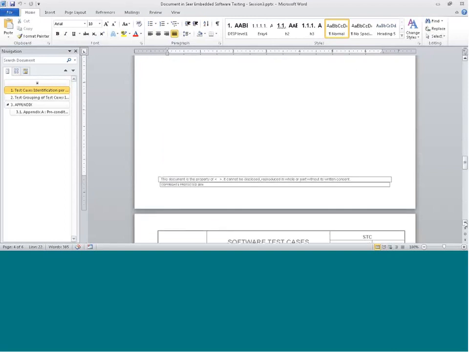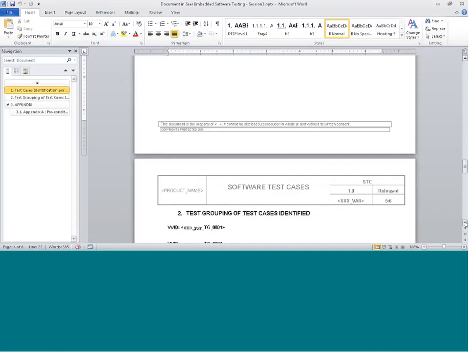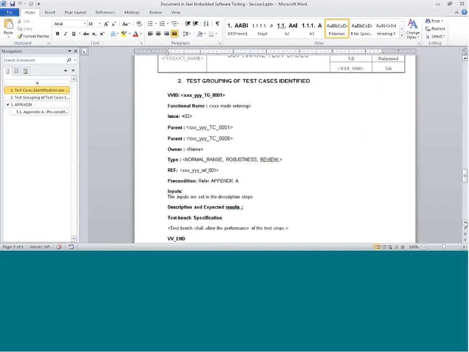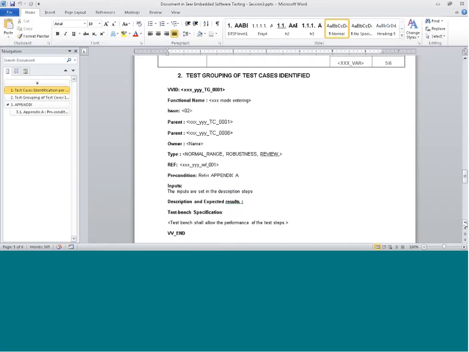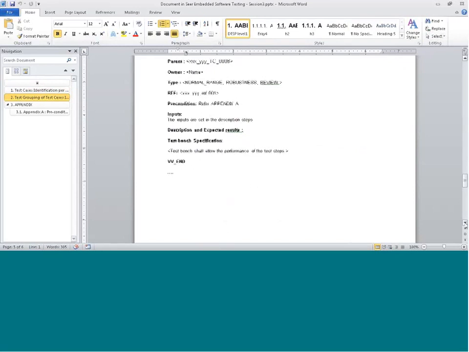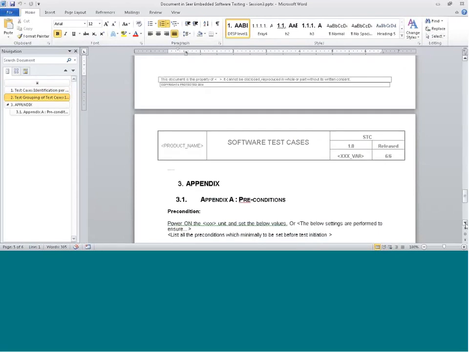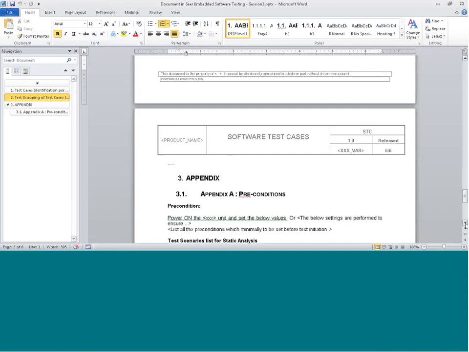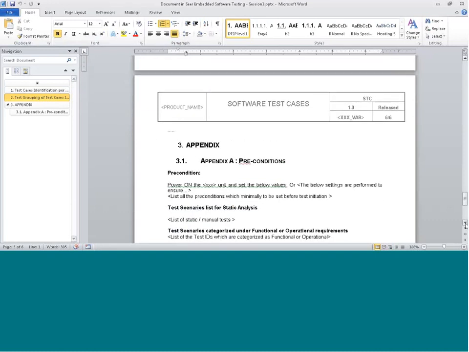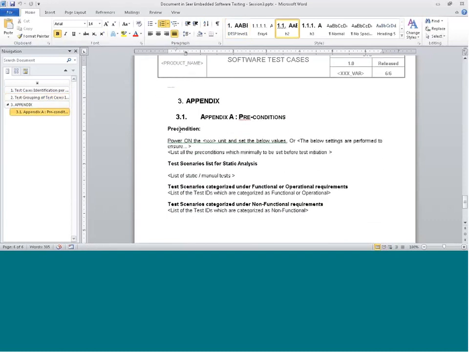Once we identify test cases, all these test cases will be grouped. Why we need grouping, I will explain later. You will understand the need of grouping. So, that will be done under the second section. And for doing the test cases, we need to have certain preconditions, a minimum set of preconditions that needs to be done for doing the test cases.